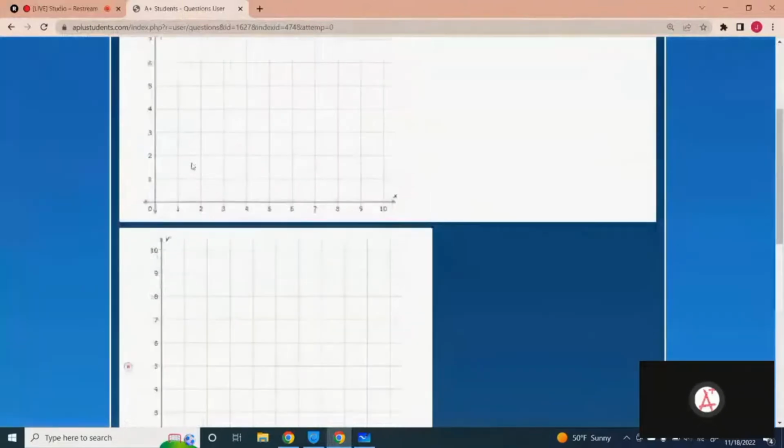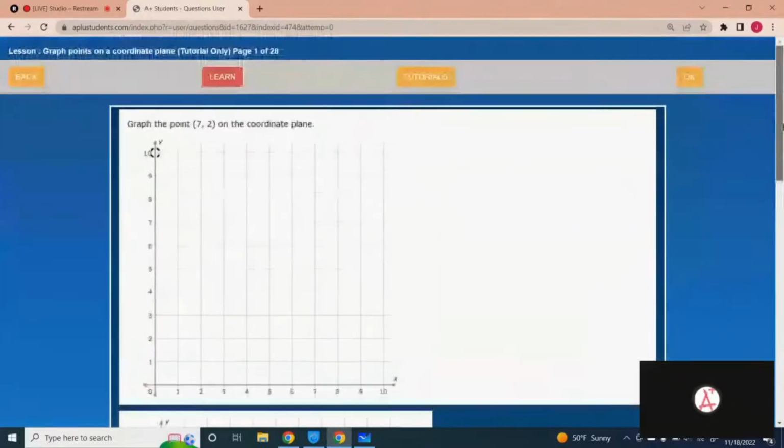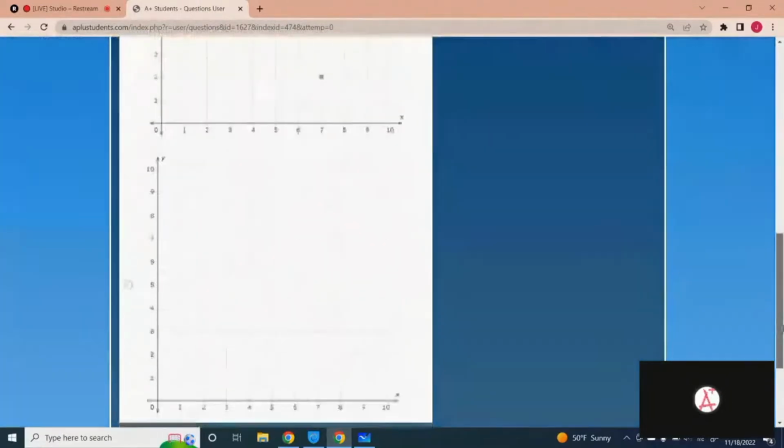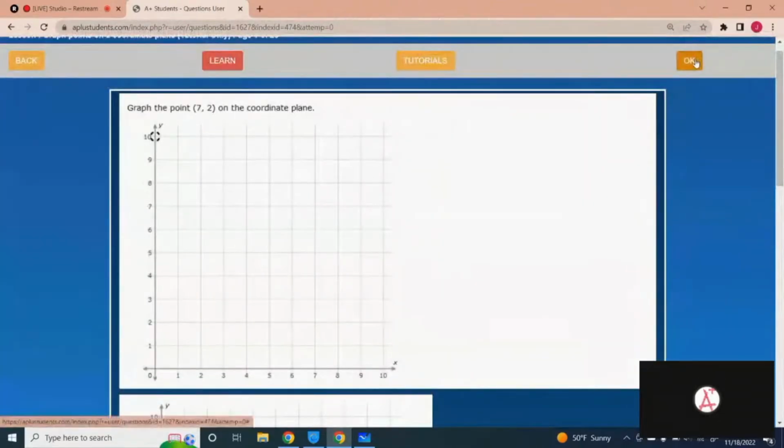Yes, the first option is the correct one. This is the 7 and 2. This is the correct option. Just select the option. Okay, I selected the correct option, then click on the OK button.